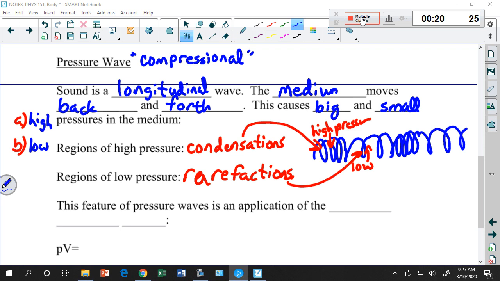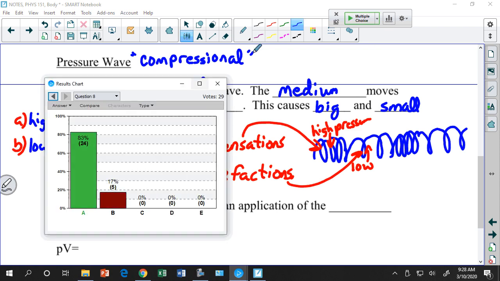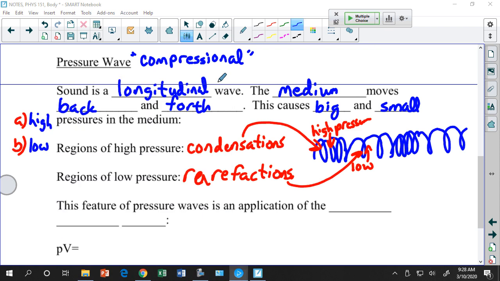Oh, good. Okay. Let's stop at 30. Good. A is right. That is a high-pitched sound.